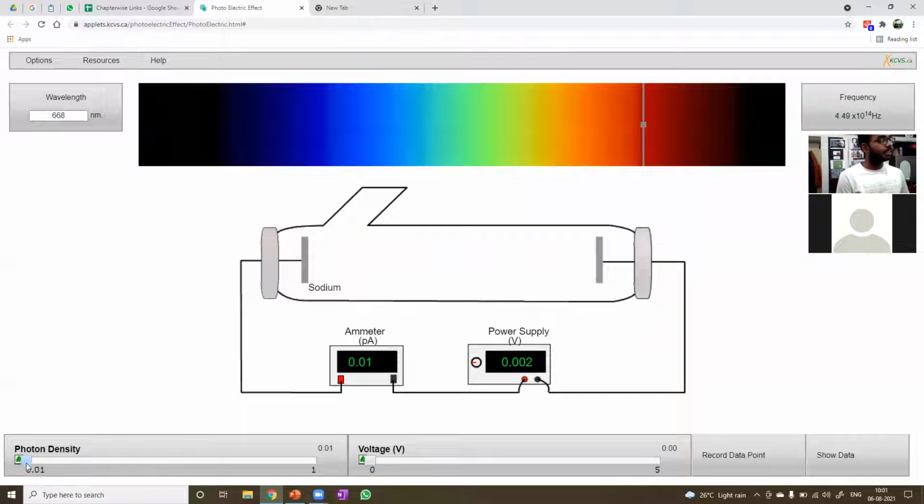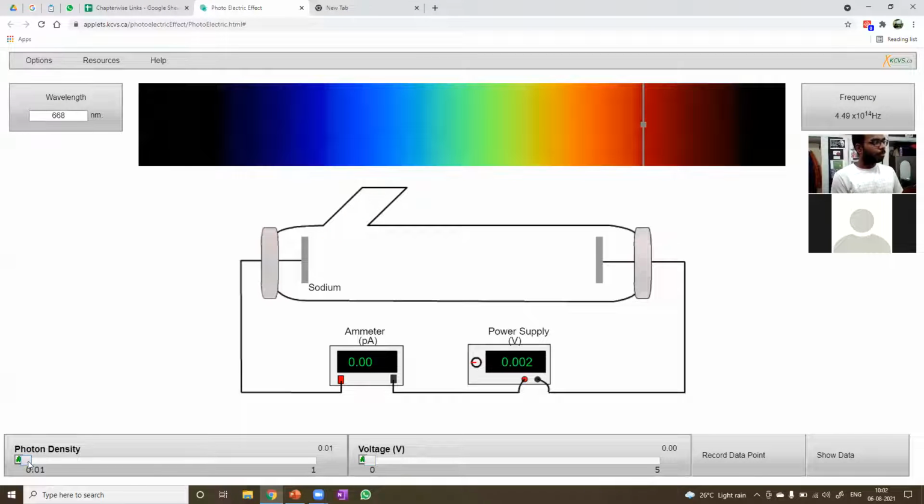Now let us increase the density. First, look here on the left bottom. I can adjust the photon density. What do you mean by density? That is directly related to the intensity of the light. How intense is the light? Intensity is directly related to energy incident per time per area. So more intensity means more number of photons, less intensity means fewer photons.